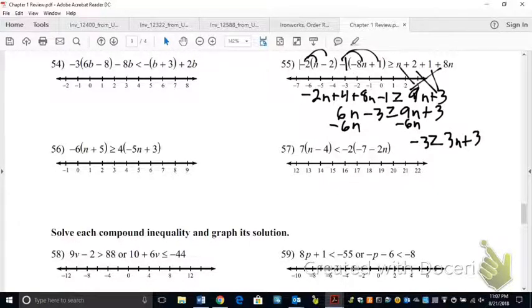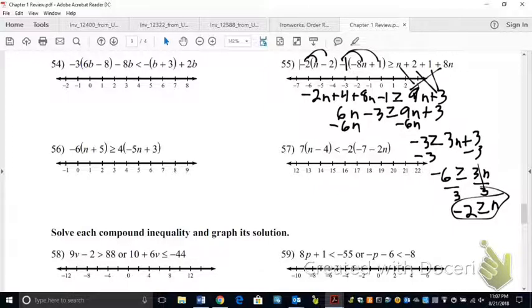I'm going to subtract 3 from both sides now. And I get negative 6 is greater than or equal to 3n. Divide both sides by 3. And I get n is less than or equal to negative 2. Okay? So, that means I'm going to put a closed dot on negative 2. And because n is less than that, arrow going to the left.